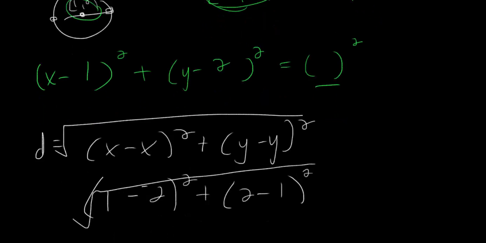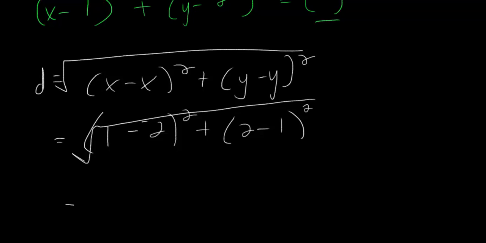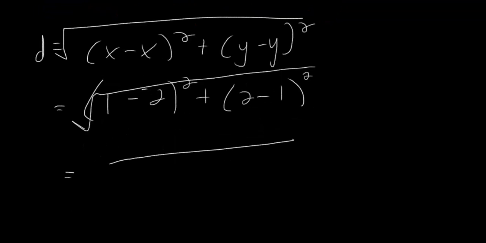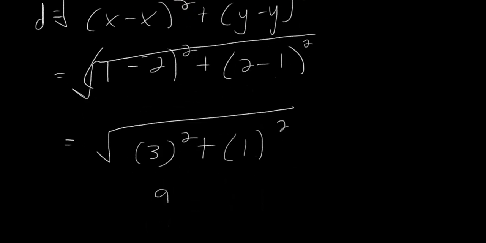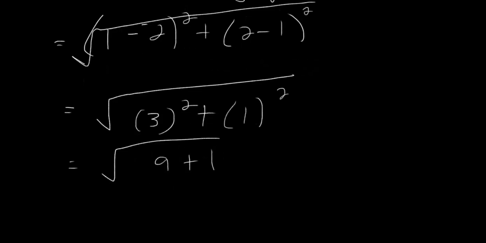Okay, simplifying this down. Sorry, it's a little sloppy. 1 minus -2 is 3. 2 minus 1 is 1. So 3 squared is 9. 1 squared is 1. So we have the square root of 10. And I don't think the square root of 10 simplifies, because 10's 2 times 5. They're both prime, nothing repeats.